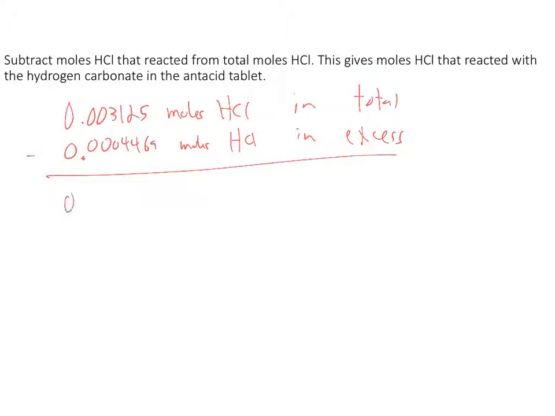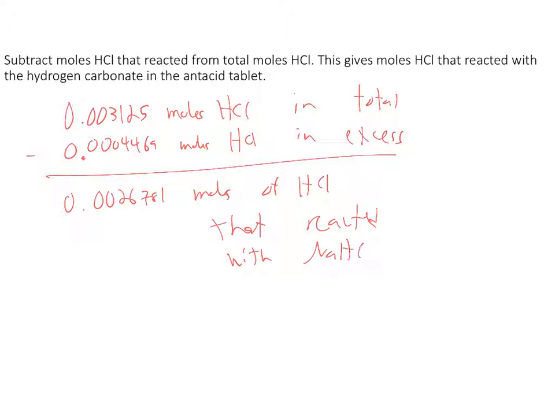And that will give me 0.0026781 moles of HCl that reacted with the sodium hydrogen carbonate. So remember, we had some sodium hydrogen carbonate here, and we added excess hydrochloric acid. So this reacted, all of this hydrochloric acid reacted, and it's now gone, neutralized.